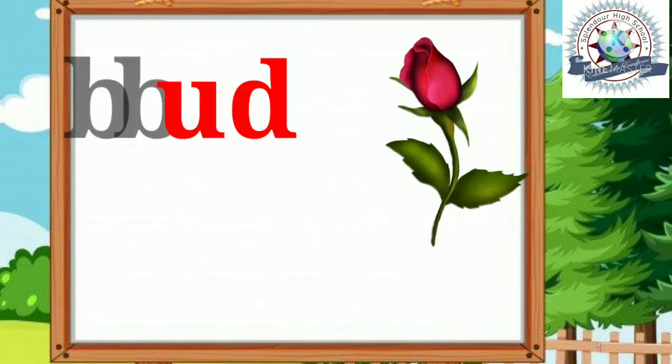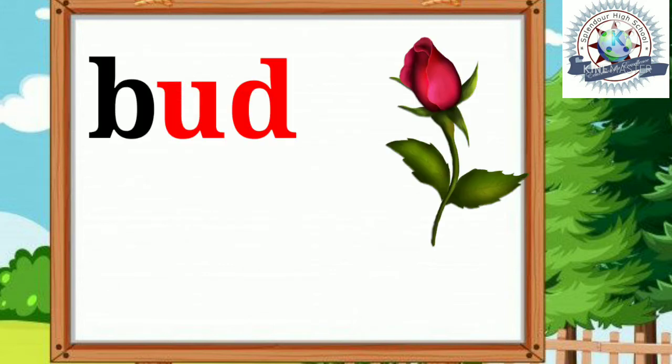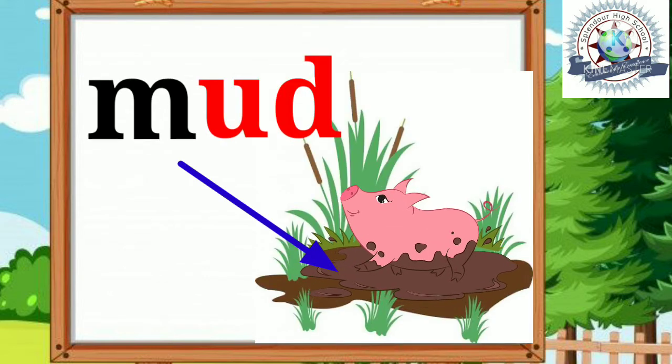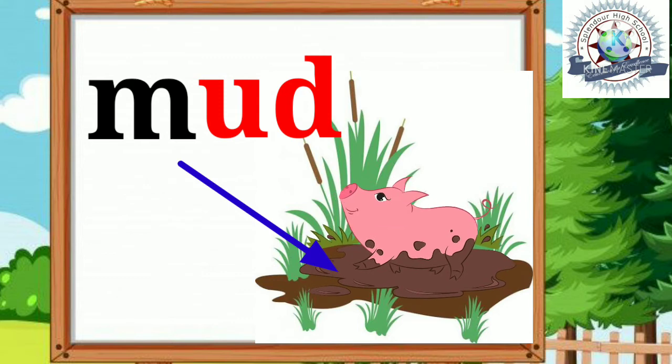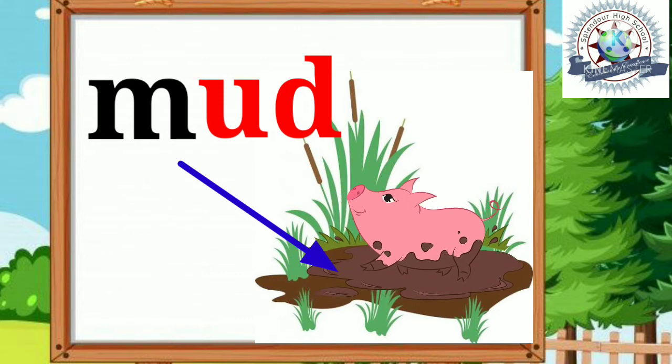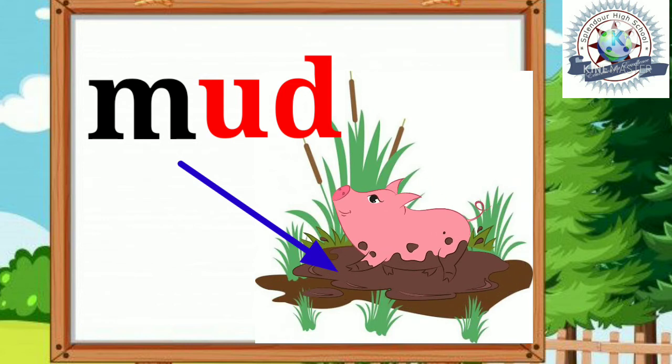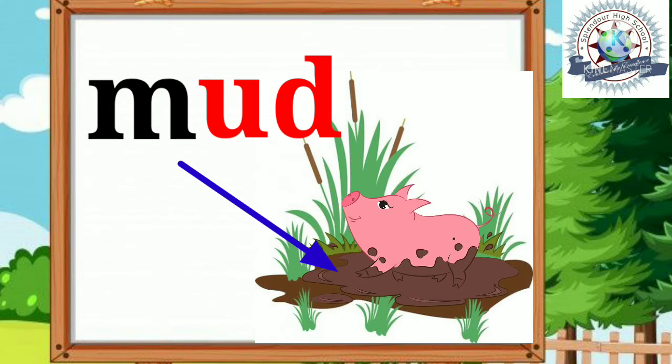If we add b to ud it is bud. Bud, b, ud, bud. Bud. Now, next, if we add m to ud, it is mud. Mud, m-ud, mud, m-ud, mud.